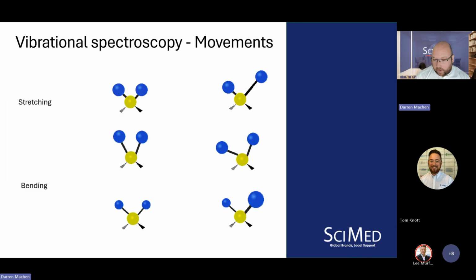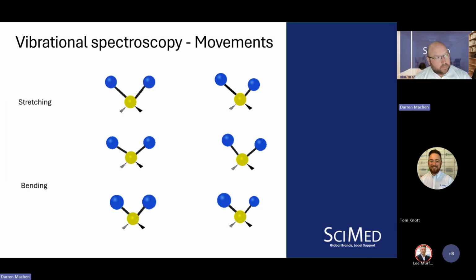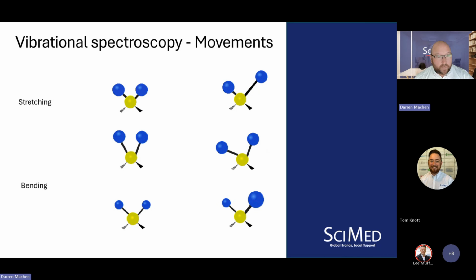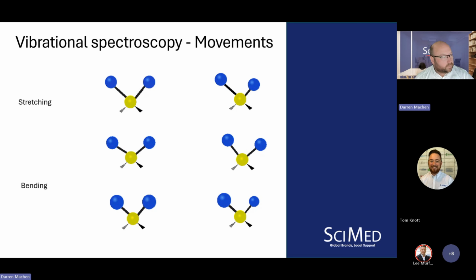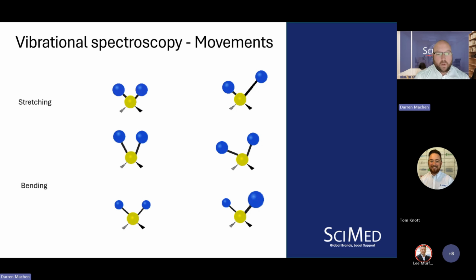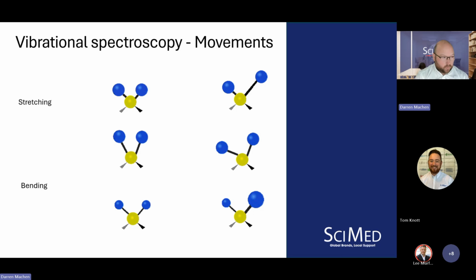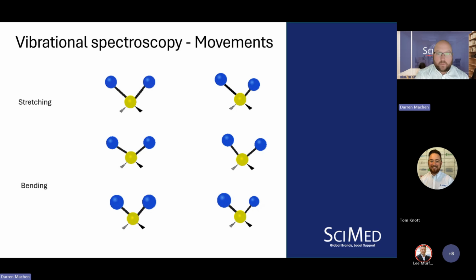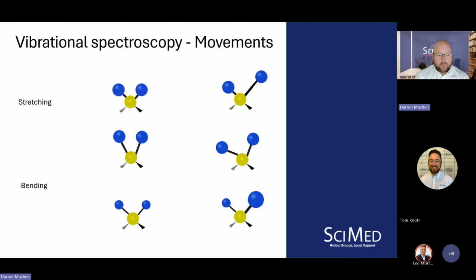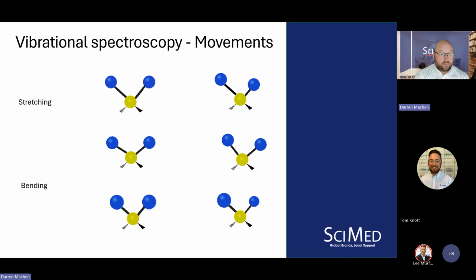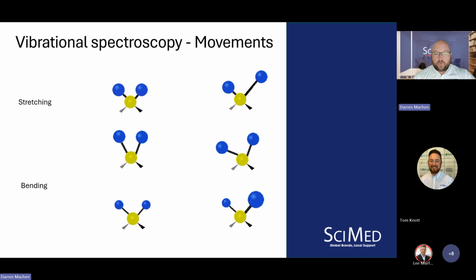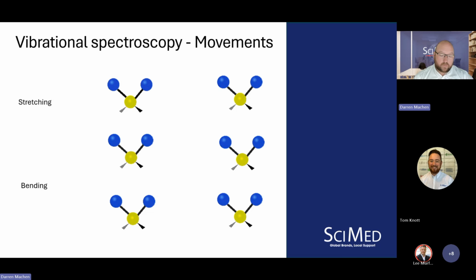Whereas Tom was talking about elemental, my background was actually elemental as well, so I'm used to using ICPs and XRFs, but now we're looking at organic molecules. We're looking at how these organic molecules bend and stretch, and we use that data to hopefully correlate against what is of interest. And the aim is really to do quick measurements in the field to support your businesses in what they do.